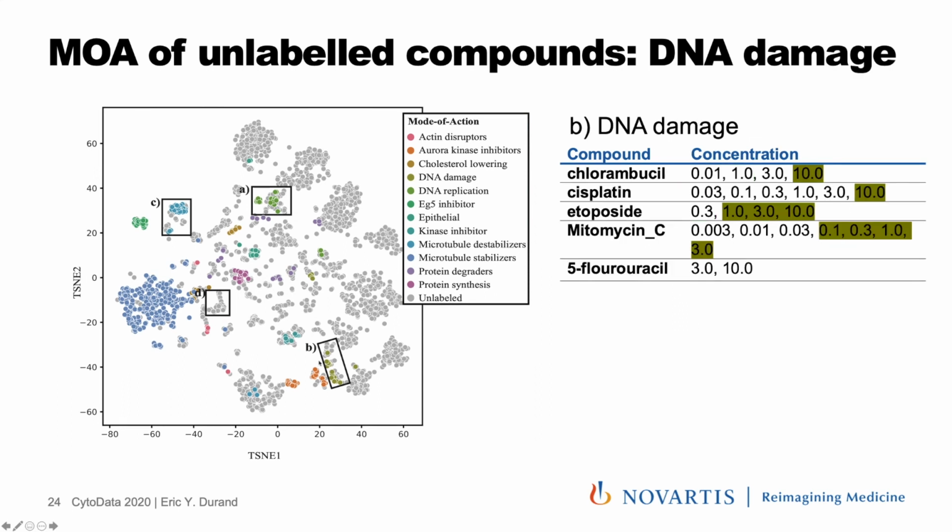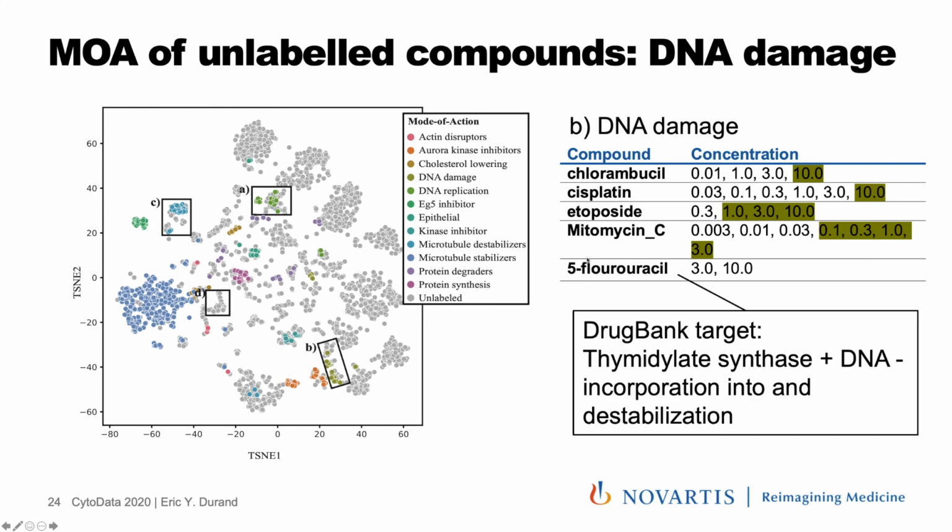If you look at cluster B, most compounds in cluster B are annotated as DNA damage, and this compound here is not annotated in the dataset. And again, if you look in DrugBank, the target in DrugBank is very well aligned with the DNA damage mode of action.